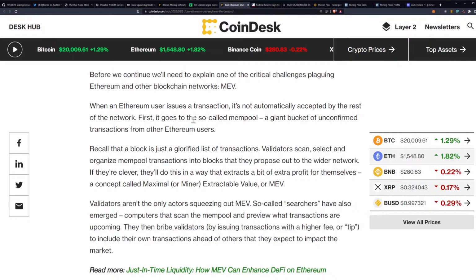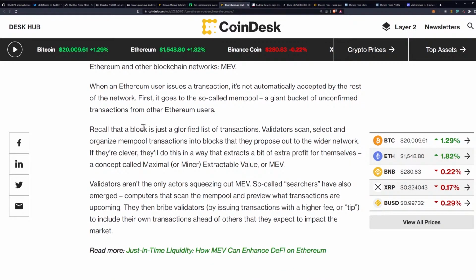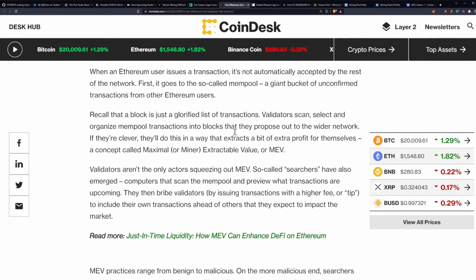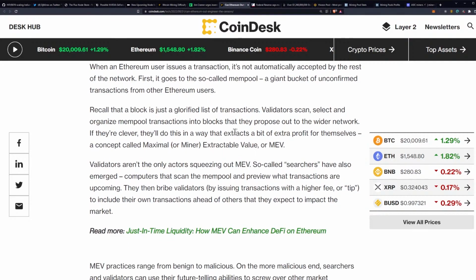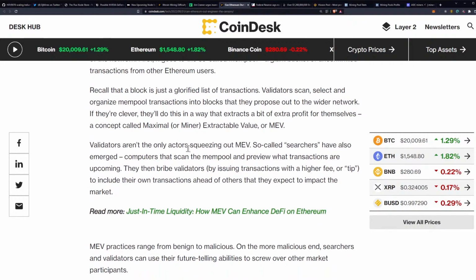First, it goes into the so-called mempool, a giant bucket of unconfirmed transactions from Ethereum users. Recall that a block is just a glorified list of transactions. Validators scan, select, and organize mempool transactions into blocks, and they propose them out to the wider network. If they're clever, they'll do this in a way that extracts a bit of extra profit for themselves, a concept called maximal or miner extractable value, or MEV.